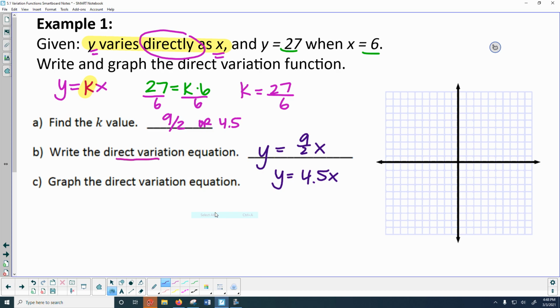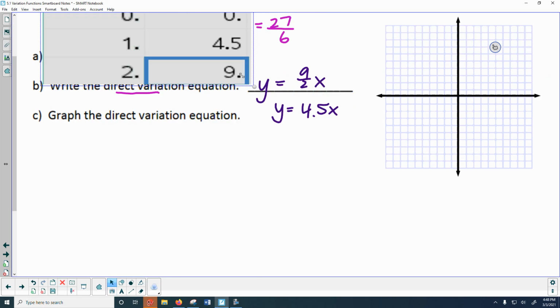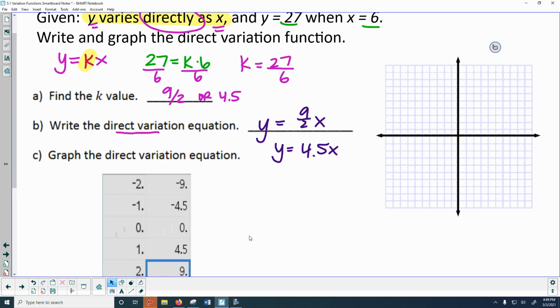And let's go ahead and plot, excuse me, wrong button there. Let's go ahead and plot those points. That was very large. Okay, there we go. Plot those points, and we'll draw this in a nice straight line. So negative 2, negative 9 will be down here. Negative 1, 2, 3, 4, 5, 0, 0, 1, 4.5, 1, 2, 3, 4.5, and 2, 9.